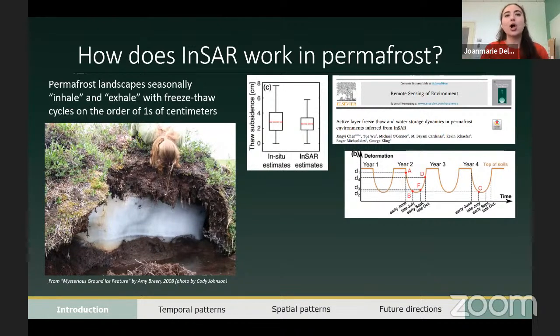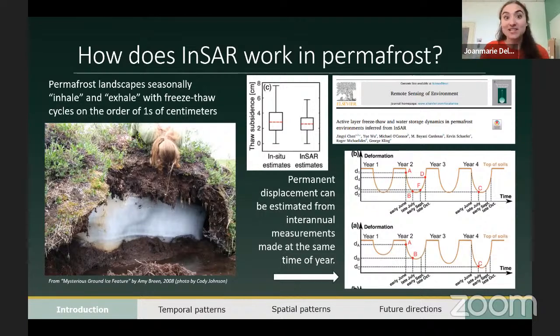And so this is our null hypothesis, that we're going to have inflation and deflation of permafrost landscapes seasonally as the phase of water goes from solid to liquid. However, there is the potential to track permanent displacement, say if something is thawing and that ice isn't coming back year after year, or you've had some sort of erosion event. And so when we ask about how to use InSAR in permafrost landscapes to track how the landscape is changing, we have to remember these two things: that there's a seasonal signal that you have to separate from any sort of long-term disturbance or deformation that you might track year over year.